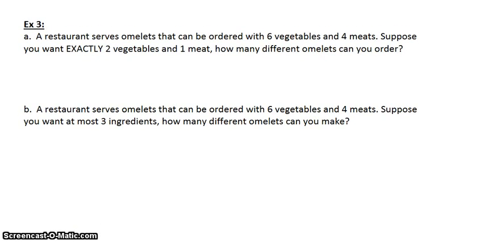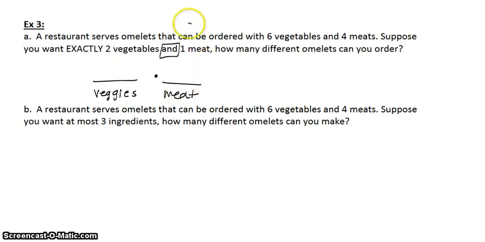Example 3. A restaurant serves omelets that can be ordered with 6 vegetables and 4 meats. Suppose you want exactly 2 vegetables and 1 meat. How many different omelets can you order? Alright, this is another situation where I have 2 different categories. I want this to happen and I want this to happen. So I want veggies to happen and I want meat to happen. So again, different categories have different blanks.